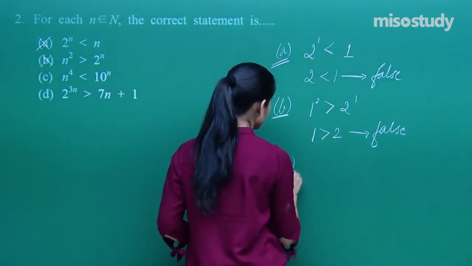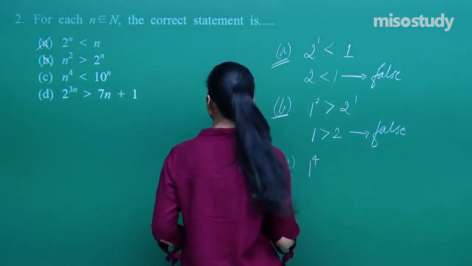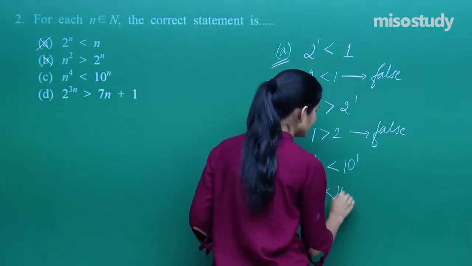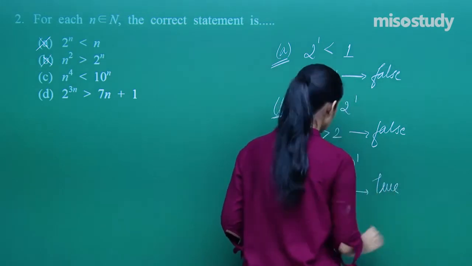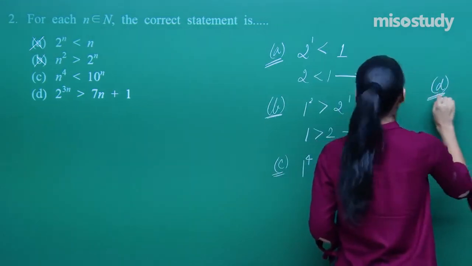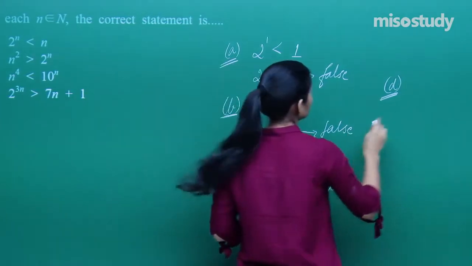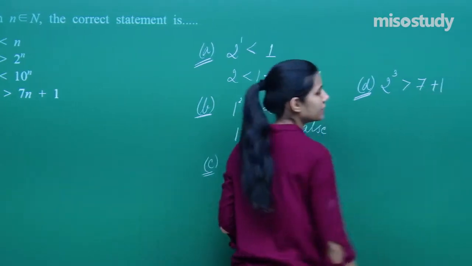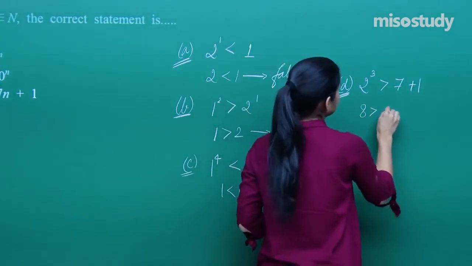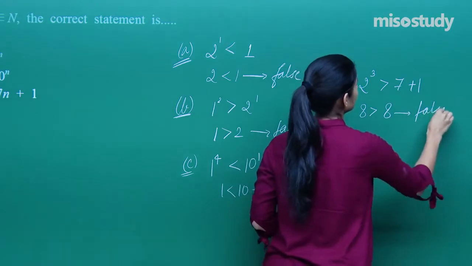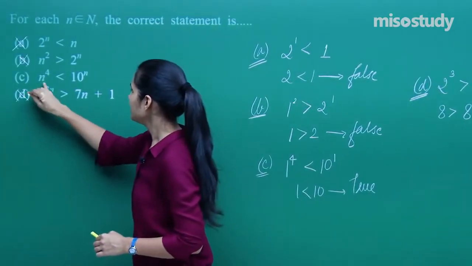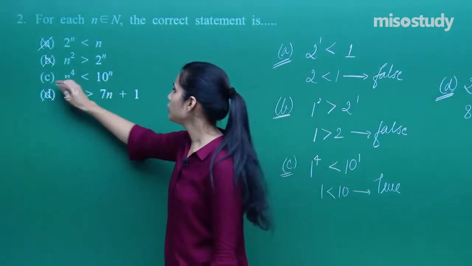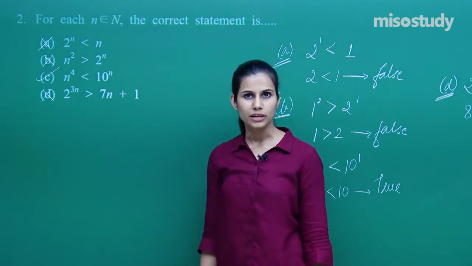Then it is C, n to the power 4 is less than 10 to the power n. For n equals 1, I am checking. Yes, 1 is less than 10. This is true. If I talk about the next statement D, it is 2 to the power 3n is greater than 7n plus 1. So 2 to the power 3 into 1, that is 8, is greater than 7 into 1 plus 1, which is 8. 8 is greater than 8, again it is false. So clearly this is also not true. Statement C was true for n equals 1, but for n equals 1 none of the others is true. That means this is the only one true for all n in the set of natural numbers.